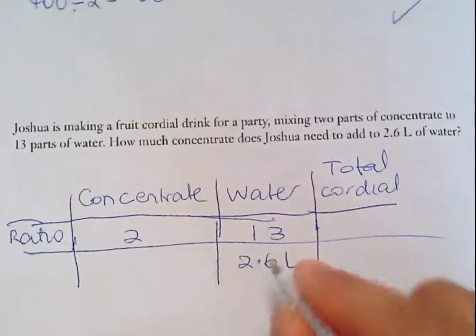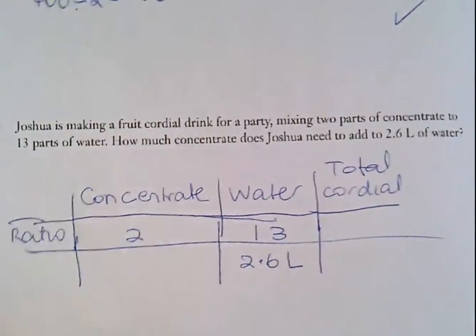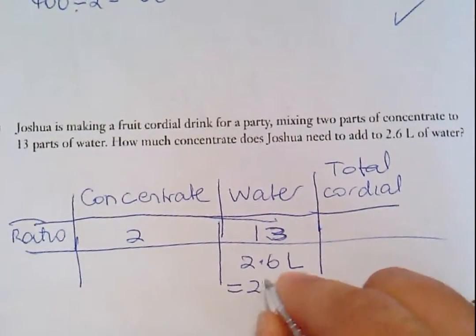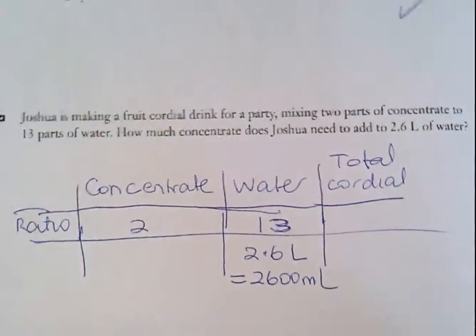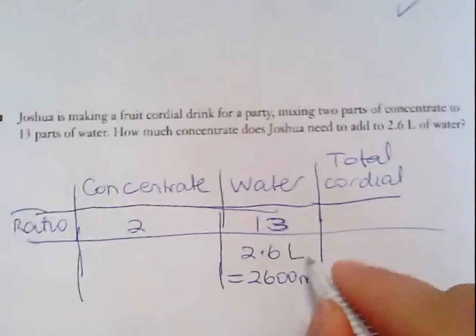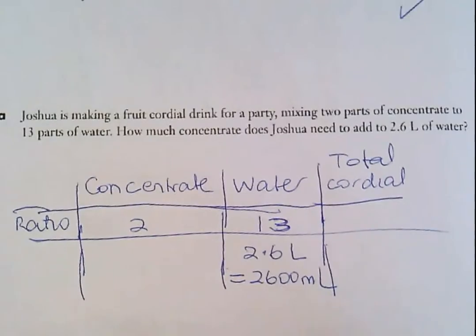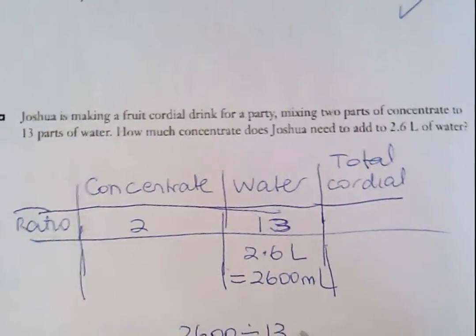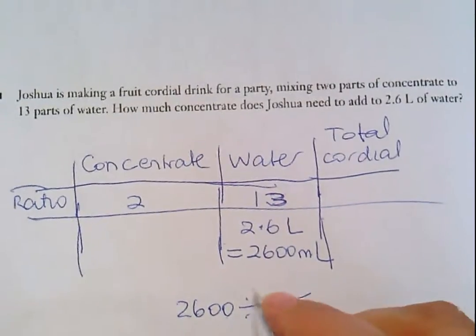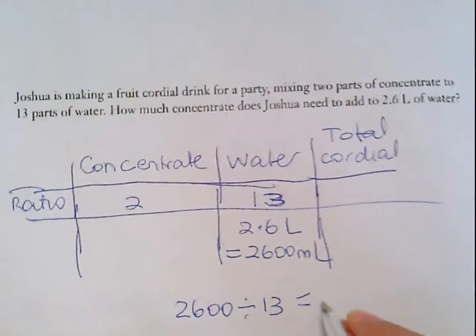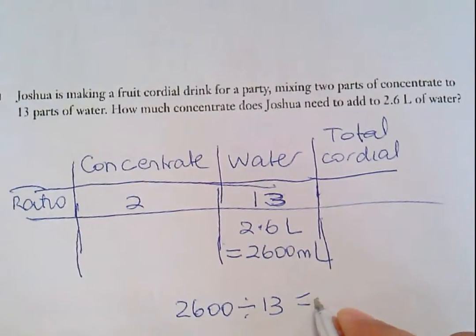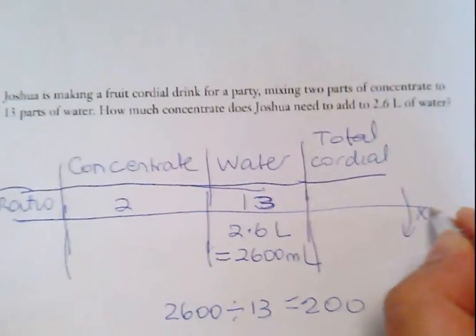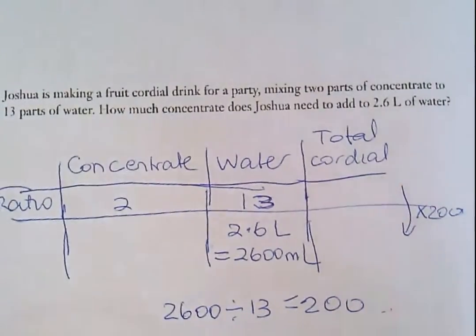Girls, 2.6 litres, the quantity's not very nice. Change it into smaller units. 2,600 mils. Then we say to ourselves, how do we go from 13 to 2,600? I don't know. So we go 2,600 divided by 13 is? It's 200. So we say to ourselves, times 200 is our rule.